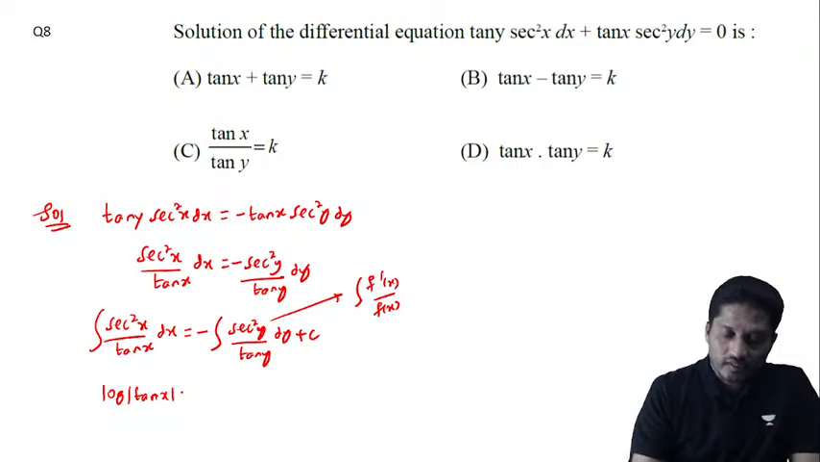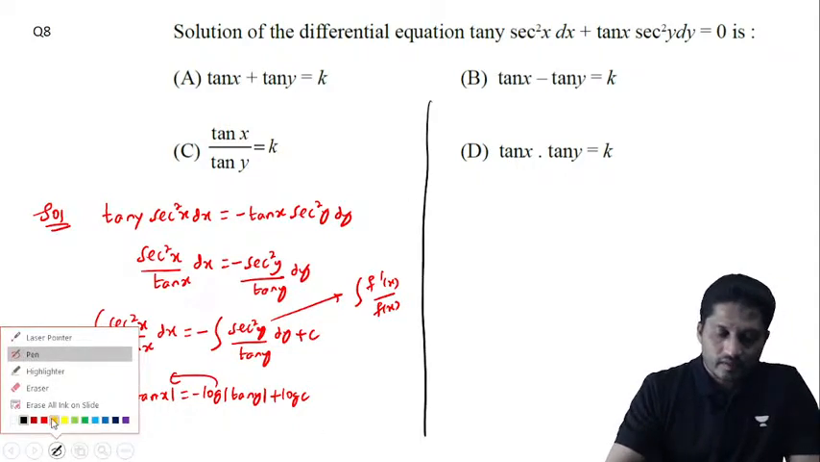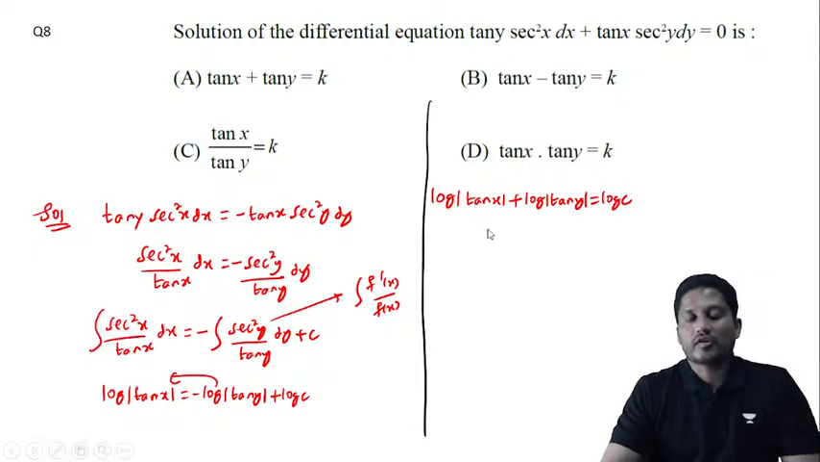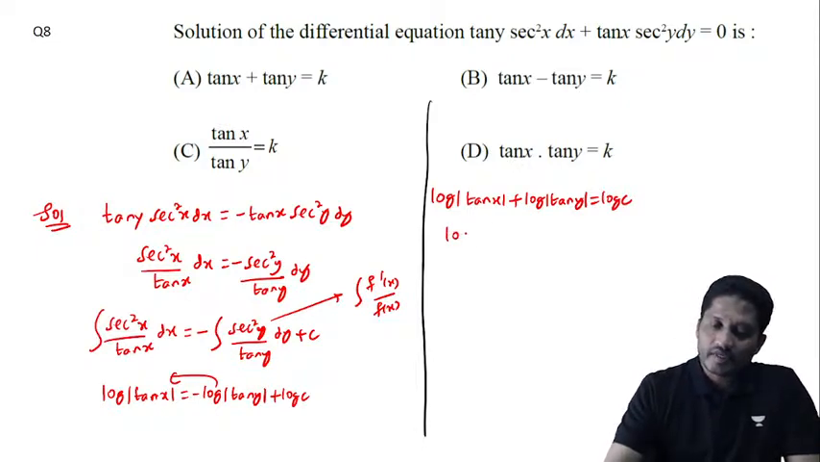is equal to minus log tan y, minus log tan y. C can be written as log c. Shift on the left side, log m plus log n is log m into n. Okay, so this will be equal to log of tan x plus log of tan y is equal to log c. Log m plus log n is log m into n, right? This can be written as log of tan x into tan y is equal to log c.